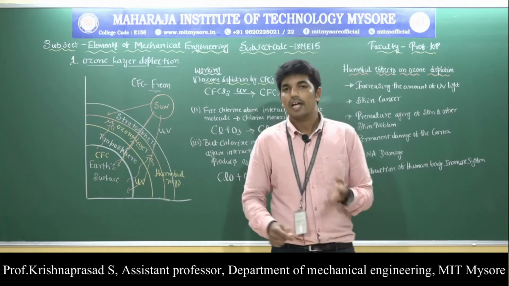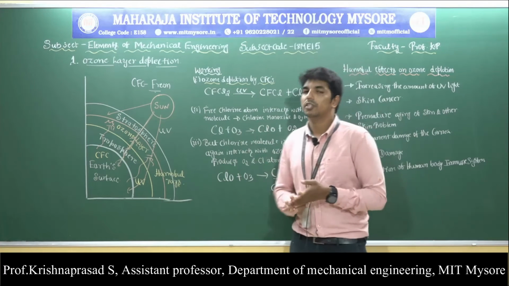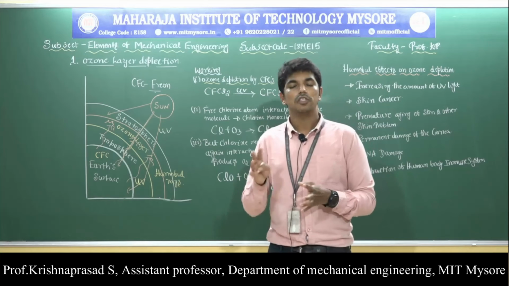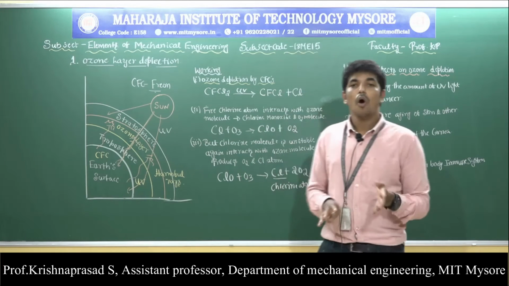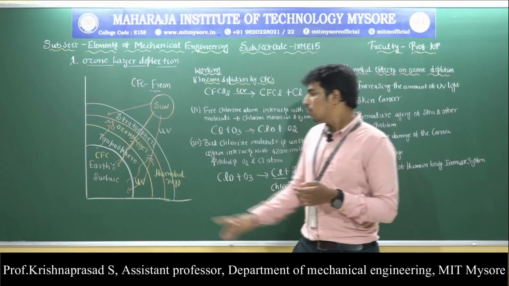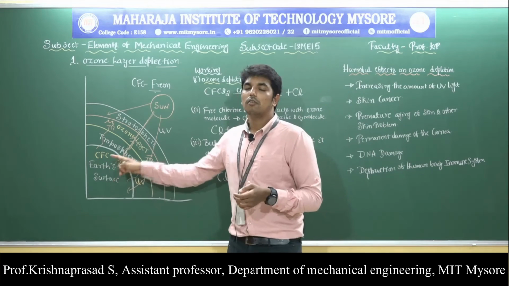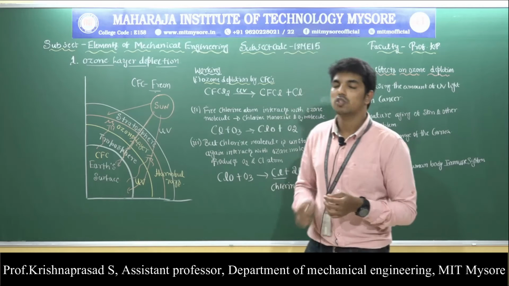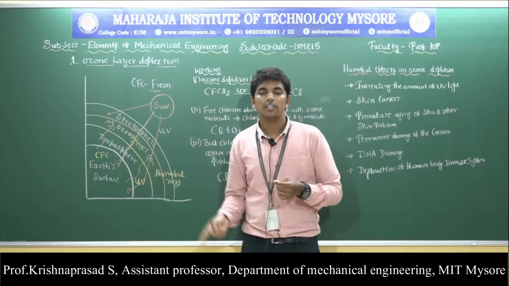Okay, I repeat, what is meant by ozone layer depletion? Ozone layer depletion is nothing but the reduction of the amount of ozone molecules in the stratosphere. So how does ozone layer depletion occur in the stratosphere? It's very simple. When chlorofluorocarbon, called freon, is released by the use of refrigeration and air conditioning systems, it slowly rises up and enters the stratosphere.